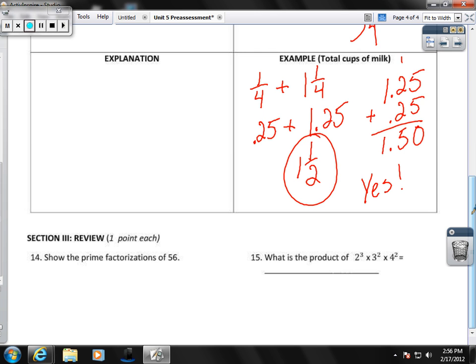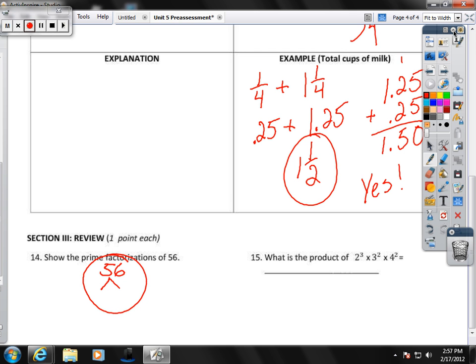Last 2 questions. Prime factorization. Prime factorization is just making factor trees. Factor trees would be some number times some number equals 56. You can do this in lots of different ways. You can do 2 times something. You can do 8 times something there, and you guys can figure this one out. Okay? So let me change colors here real quick. Let's just go ahead and do 2 times a number. 2 times some number equals 56.